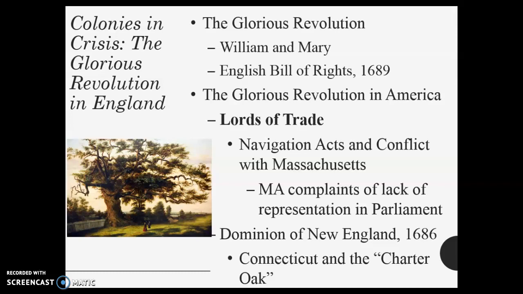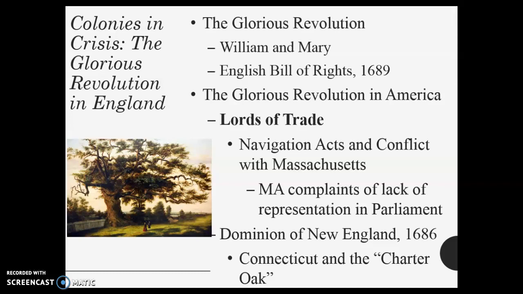The Glorious Revolution is a bloodless revolution where William, the Dutch prince, takes over. In England, you have an English Bill of Rights, an origin of our Bill of Rights. What happens is, in London, they start the Lords of Trade, and now that everything's settled in England, they try to make sure that the colonies are doing what they're supposed to.